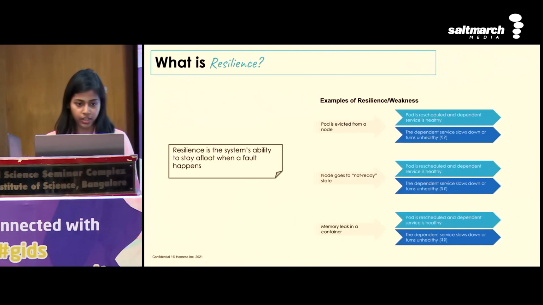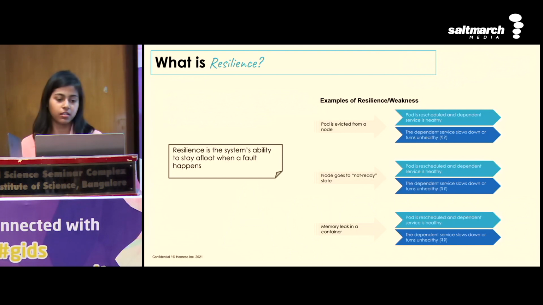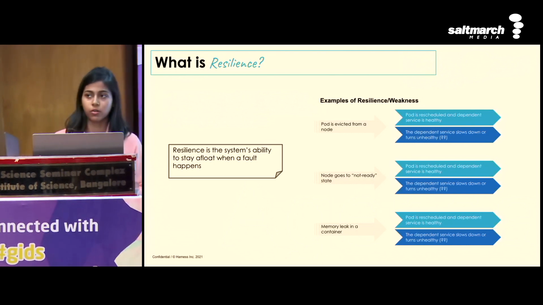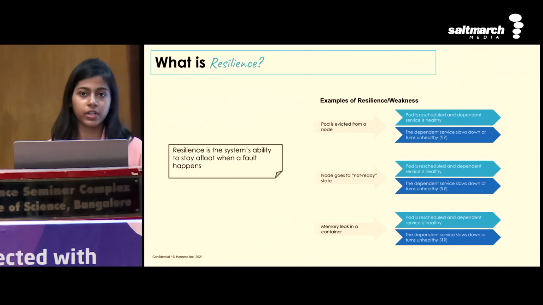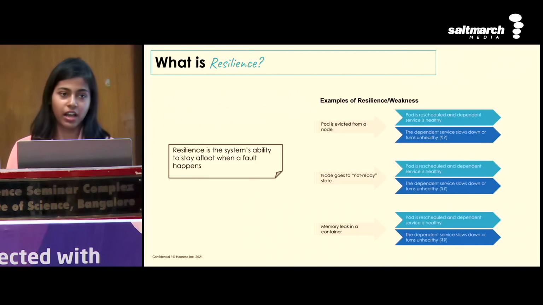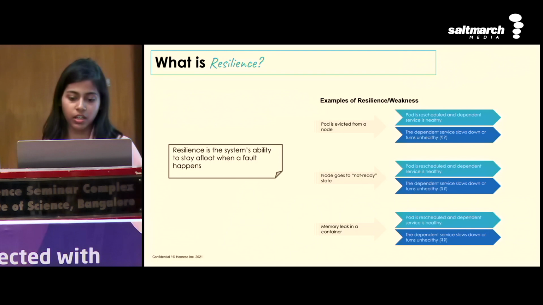So starting off with what is resilience. Resilience is basically a system's ability to sustain a fault. For example, let's say you inject a fault and the application goes down. The application should be resilient enough to bring itself back up. Taking an example, a pod gets evicted from your node. What is its state? Is it healthy or not? Has it brought itself back up? If it does, it's resilient. Similarly, it goes with node and memory leak as well.